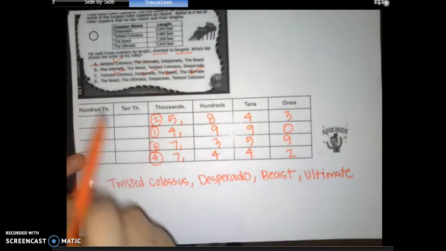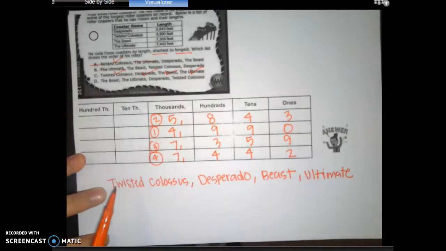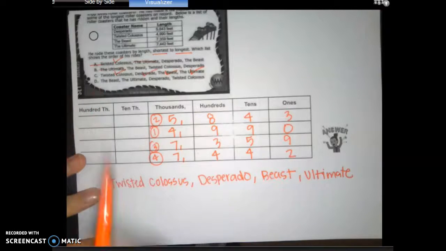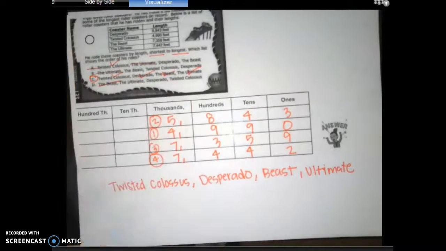To be sure, I'm not just going to circle that answer and move on. I'm going to make sure about this last one, because we could make a mistake, and that happens. It starts with the Beast, but it needs to start with Twisted. So that is wrong. The correct answer is C.